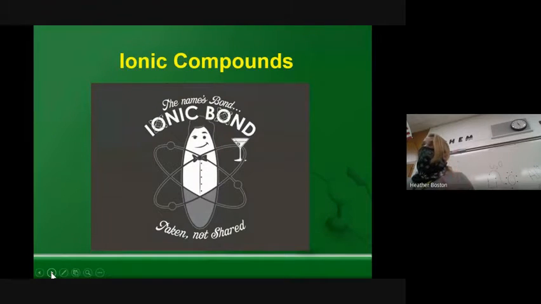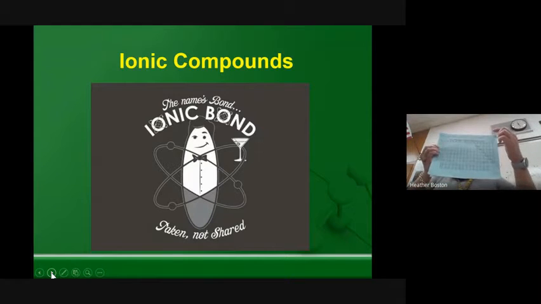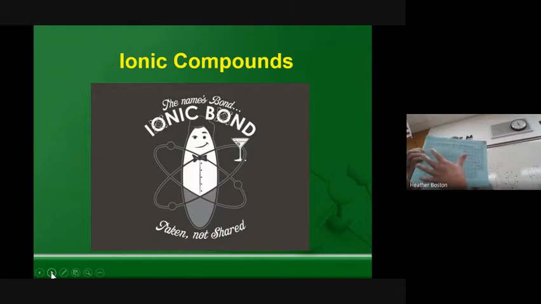So how do we identify an ionic compound? An ionic compound is made of a metal in the first position and a non-metal in the second position. You guys remember, you have your periodic table of the elements, and you've got the stair step that is the difference between the metals and the non-metals. Everything underneath the stair step is metals. Everything on top of the stair step is non-metals. So a metal in the first position tells us that a compound is what we call ionic.